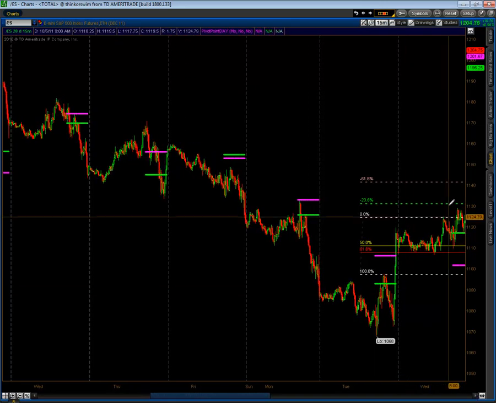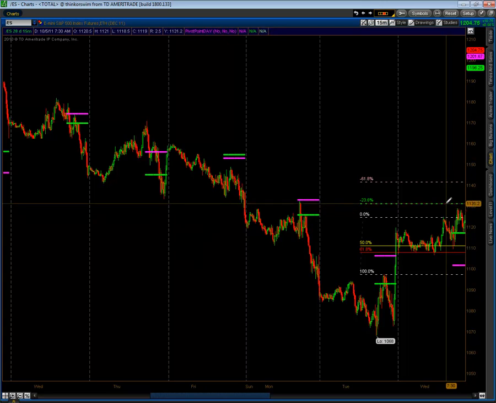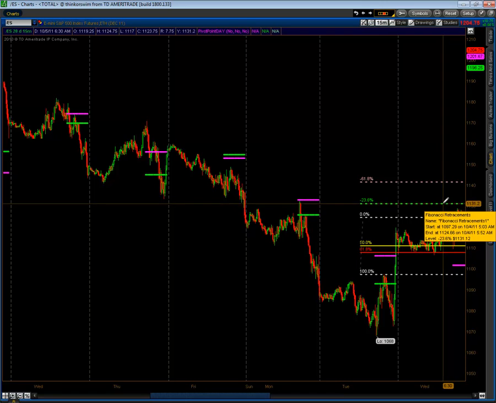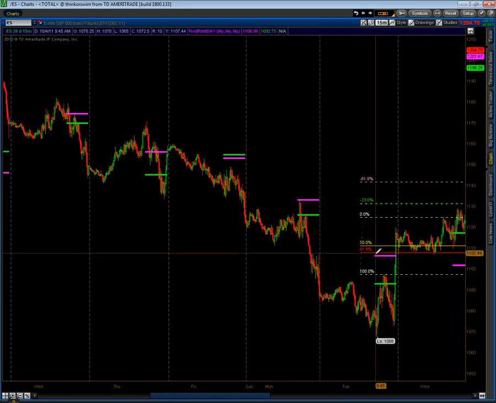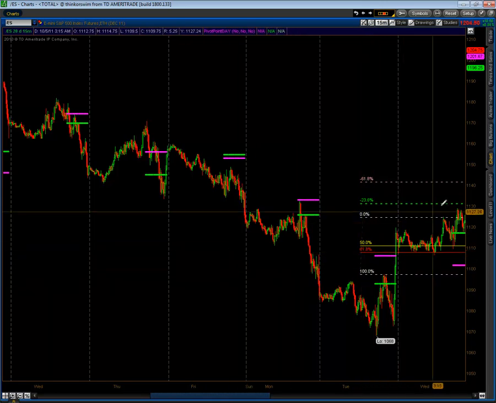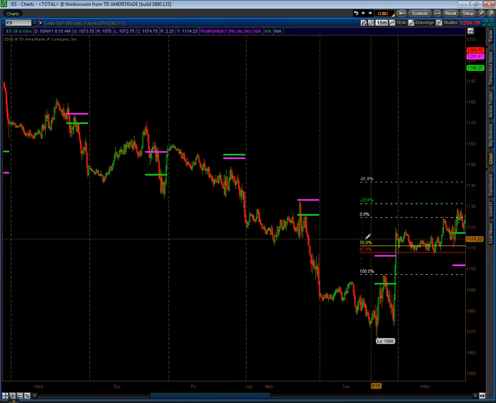So another thing I should point out is that these levels are precise. Okay, we came up to 1129. That's not the same as 1131. That's 2 full handles off. That is a huge front run of our target. And as such, we don't consider this trade completed at this point.